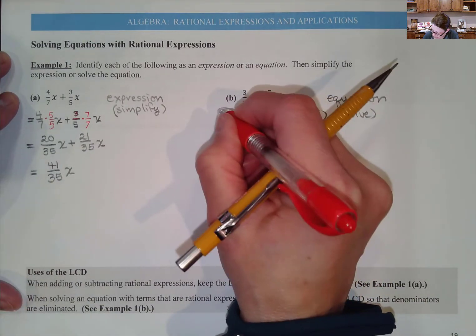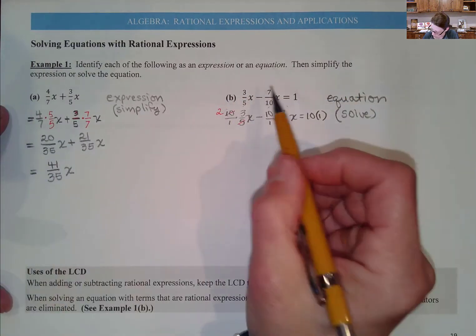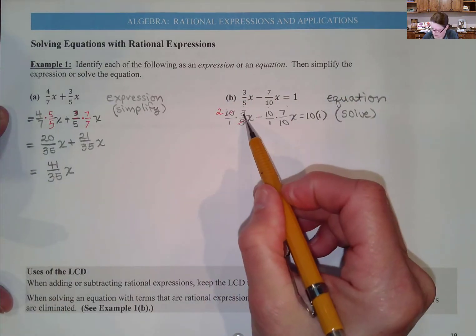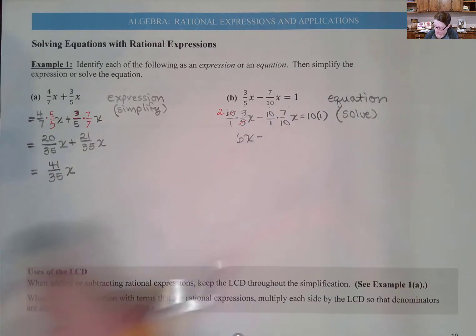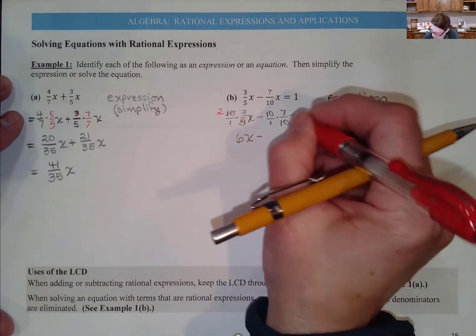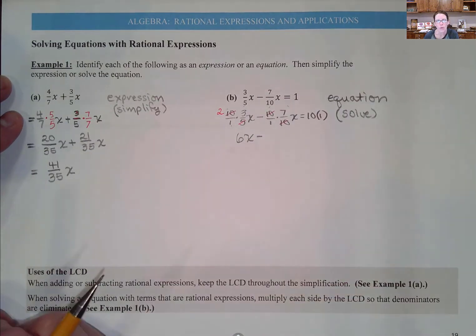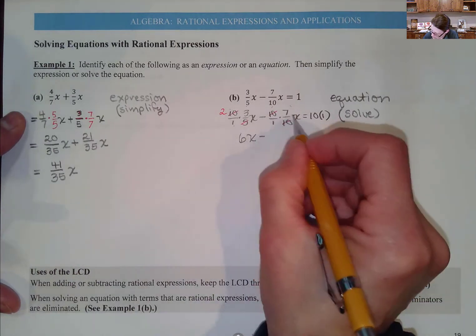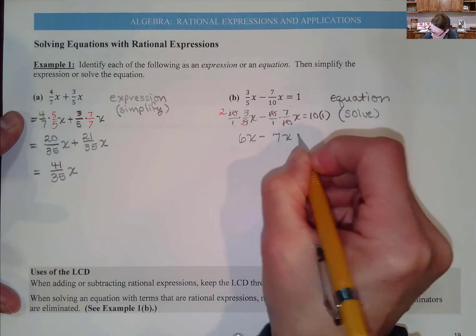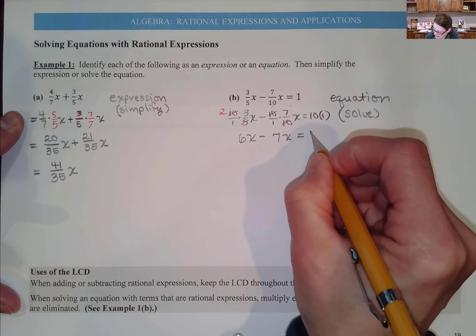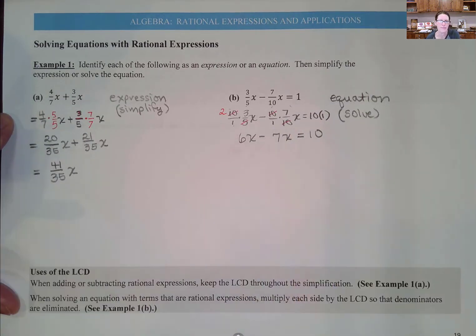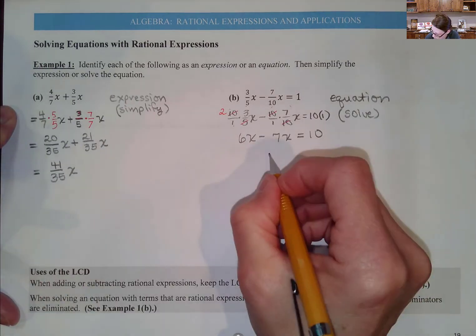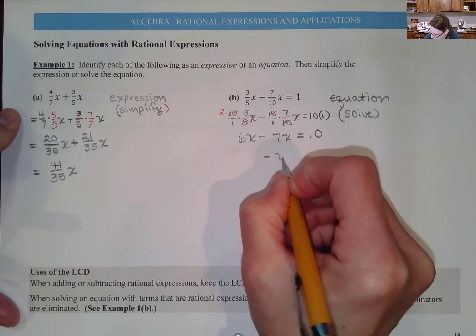5 divides into 10 2 times. 2 times 3 is 6 over 1. That's 6 as our coefficient of x. Looking at our next term, 10 divides into itself 1 time. Okay, and that 1 times 7 is 7, and there's our coefficient of x. On the right, 10 times 1 is 10. So we've multiplied by the LCD and we've eliminated denominators. Yay! Okay, no more fractions. This is cool. Makes our work easier, doesn't it?